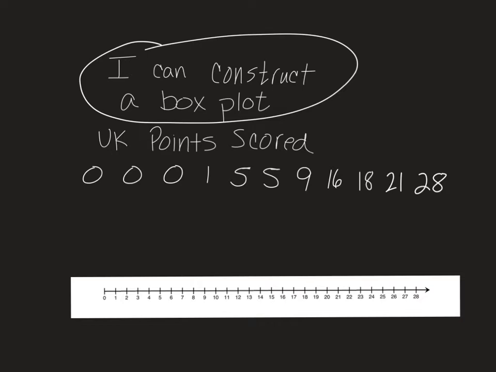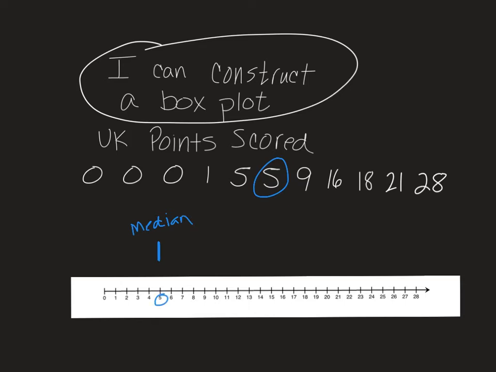And remember that the first thing we did was find the median. And the median was 5. On a box plot, you need to mark that median. So I'm going to go over here to where the 5 is on the number line, and I am going to put just a straight line right above the 5. That's going to become part of my box, as you'll see in just a second. So 5 is my median.